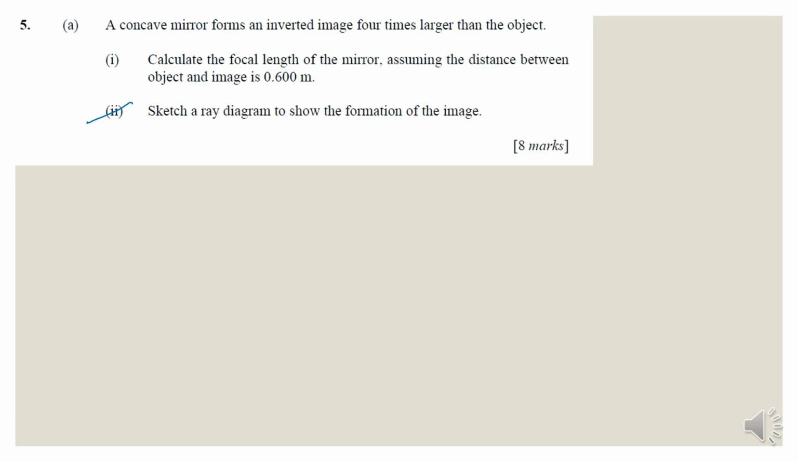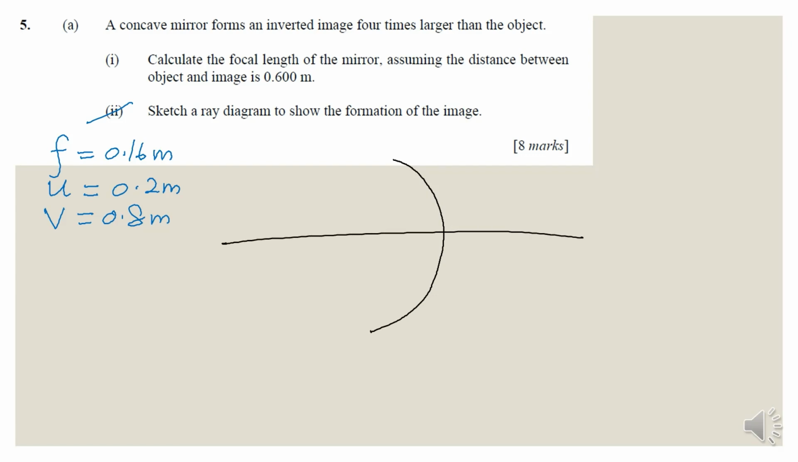Kita sketch pula dia punya ray diagram. Sketch a ray diagram to show the formation of image. So kita ada F kita 0.16 meter, kita ada U 0.2 meter, kita ada V 0.8 meter. So kita sketch lah. Kita sketch concave mirror. Ini F kita, sini kita punya C. So image adalah in between. Image dekat sini, objek dekat sini.